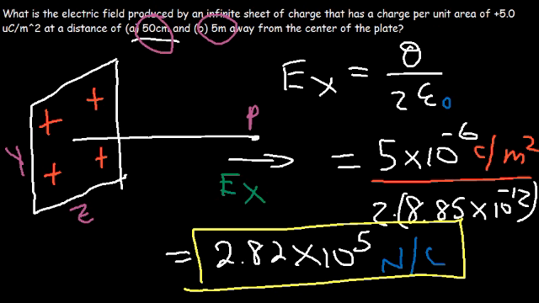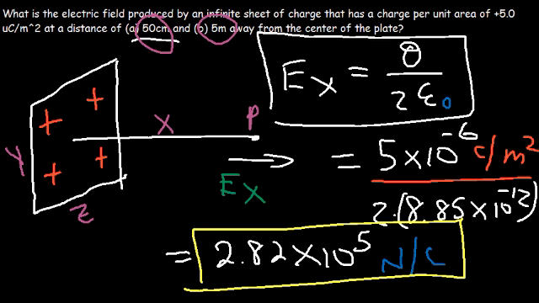Since the plate is infinitely large, x is insignificant. So the distance doesn't matter. There's no x in this equation when you have an infinite sheet of charge. So the electric field is simply sigma divided by 2 epsilon sub naught. So it's independent of the distance. So for part A and part B, the answer is the same.